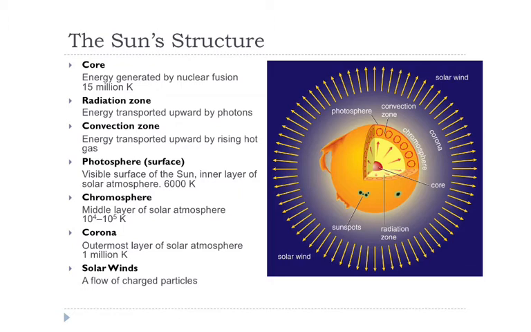And then you have the atmosphere, which has a few layers. So the chromosphere, which is the middle layer of the atmosphere, and then the corona. And notice that those temperatures spike back up right around there. And then, of course, we have the solar wind, which is those charged particles that tend to flow outwards.